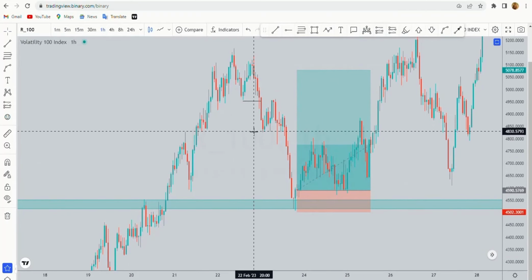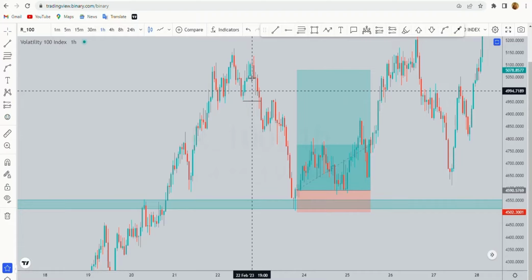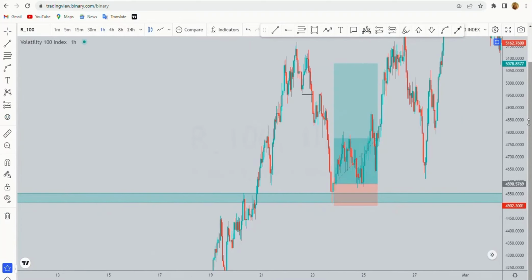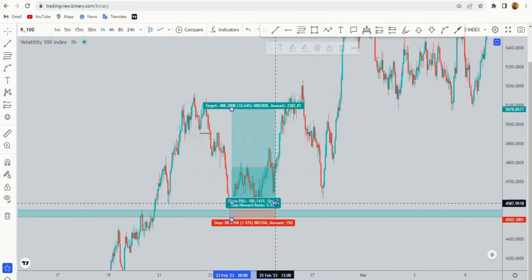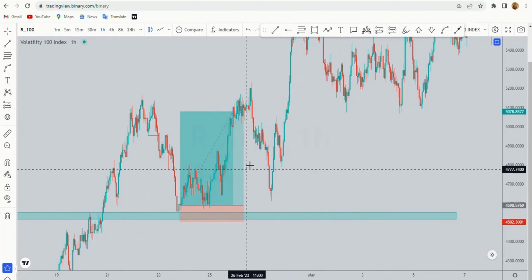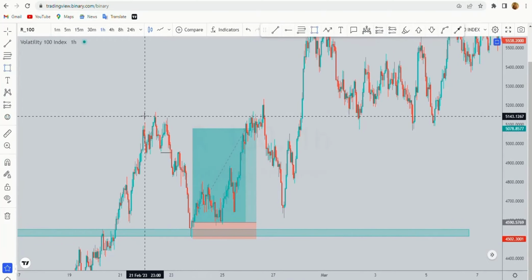So you take your first profit here, the second take profit here, and this is the final take profit. You can see very well that this trade went all the way up. And after hitting this trade, we just mark our resistance zone.